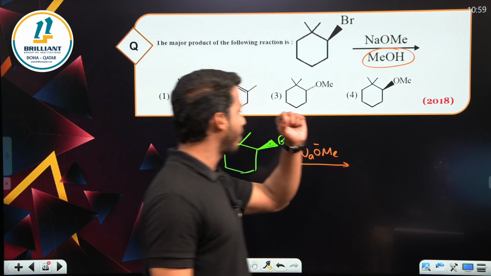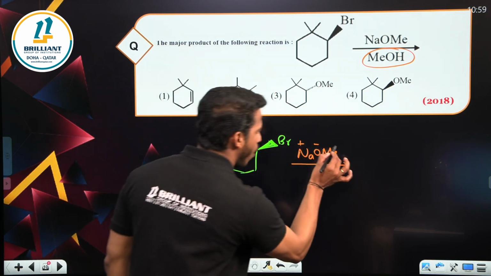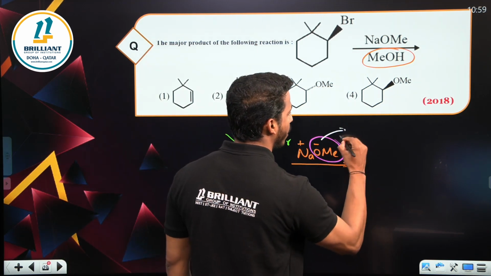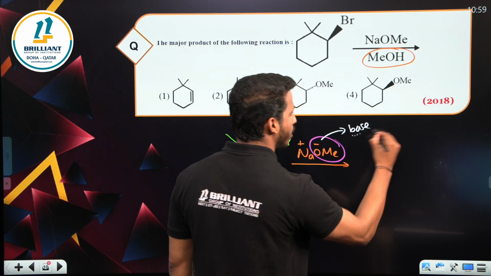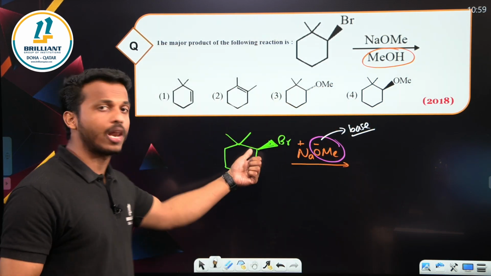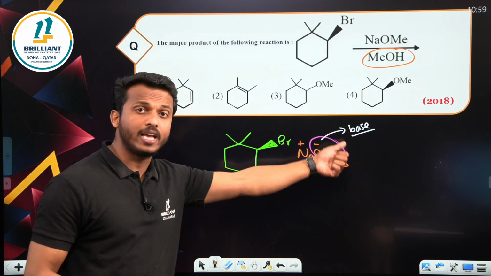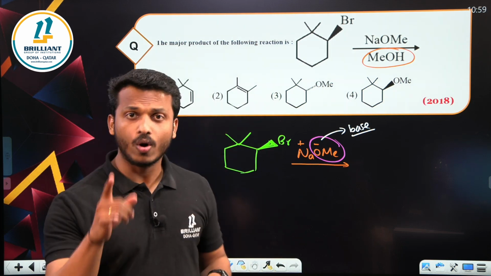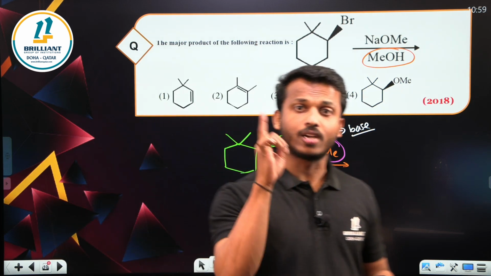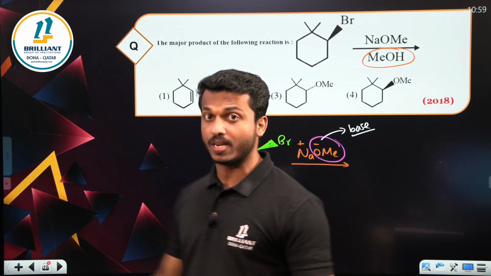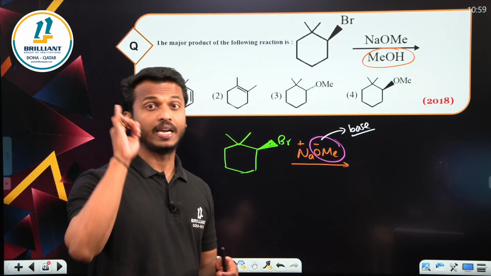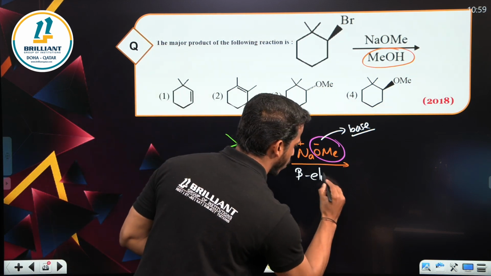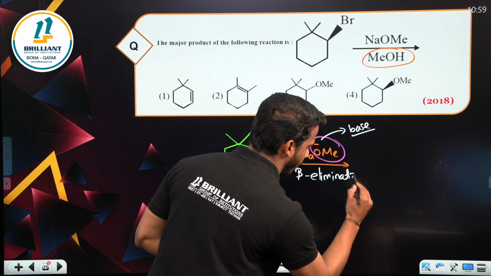Dear all, what is going to happen in this reaction? Methoxide, keep in mind all of you, methoxide is a strong base, and it's a haloalkane. Methoxide base with a haloalkane undergoes beta elimination, right? When haloalkane reacts with a strong base, it undergoes beta elimination. What is beta elimination? Dehydrohalogenation.